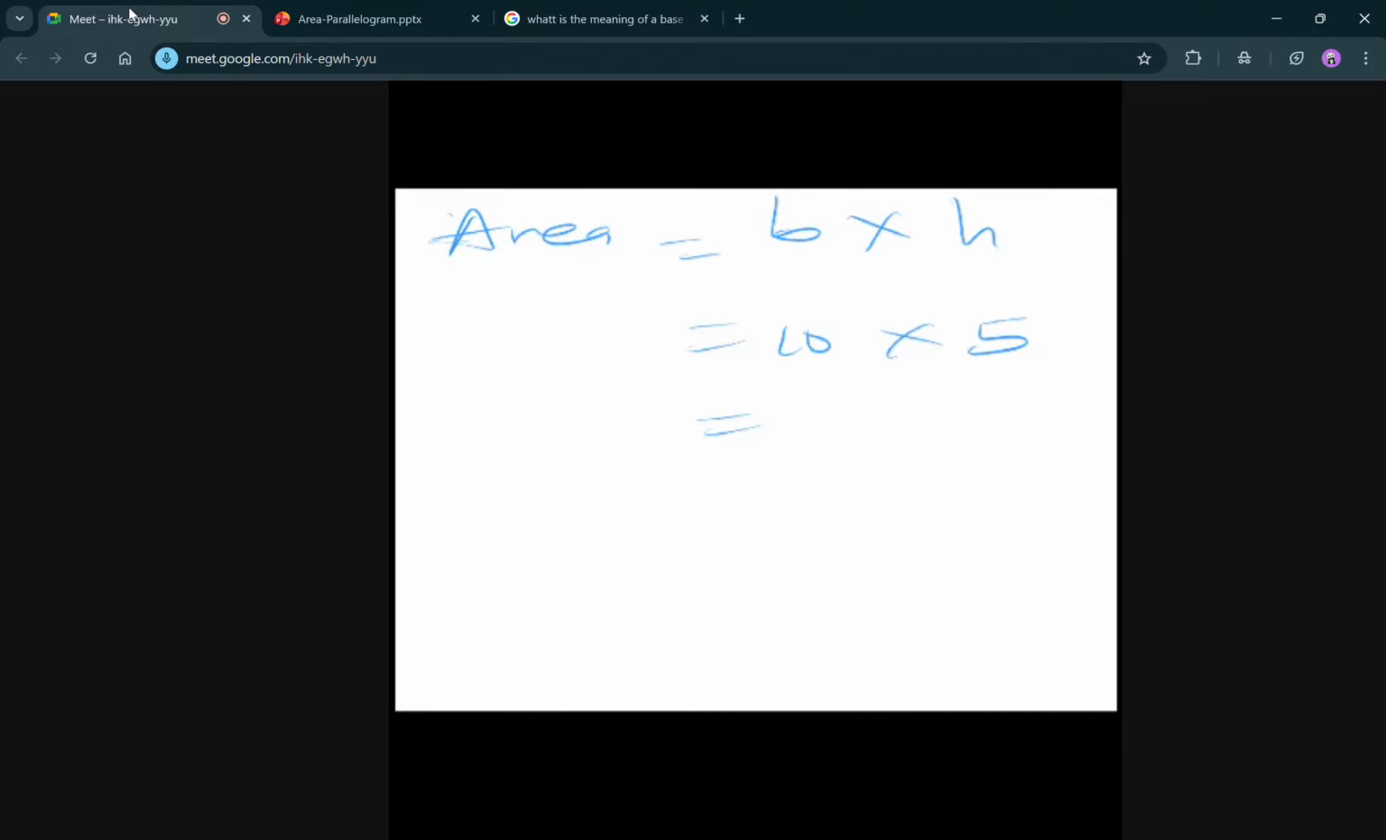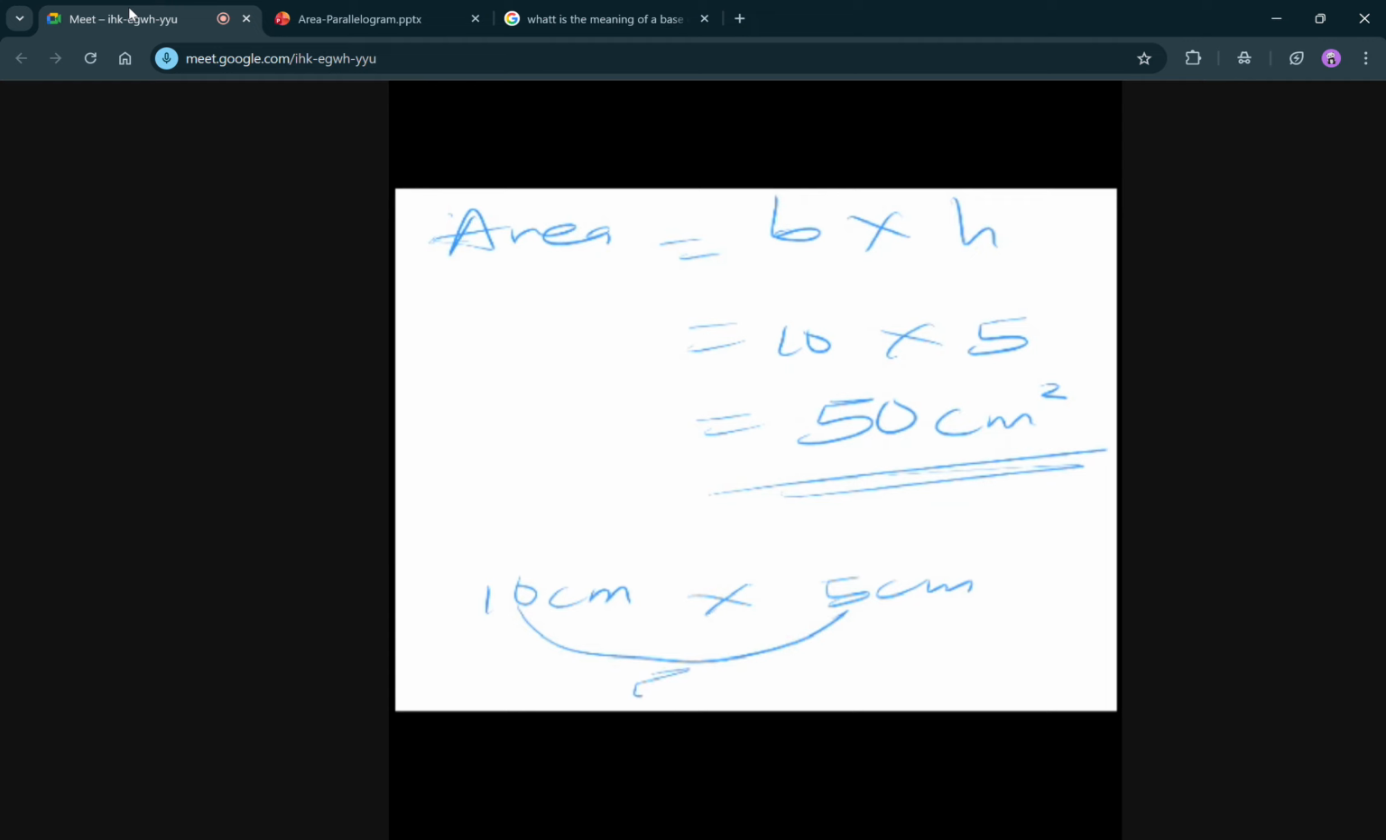It'll give us 50. So what's the unit? 50 centimeters square. I told you when we began this area that every area is measured in square units. It's just like you doing 10 cm multiplied by 5 cm. 10 times 5 will give you 50. Centimeter times centimeter will give you centimeter square. And that's how we got this 50 centimeter square here.